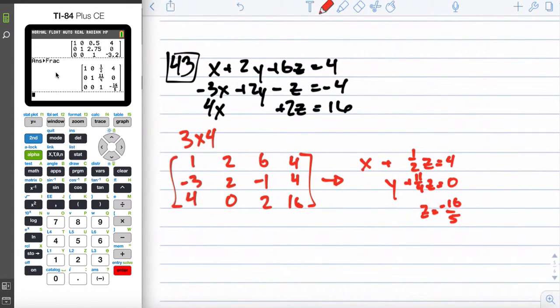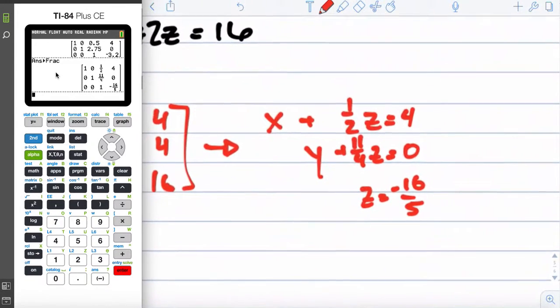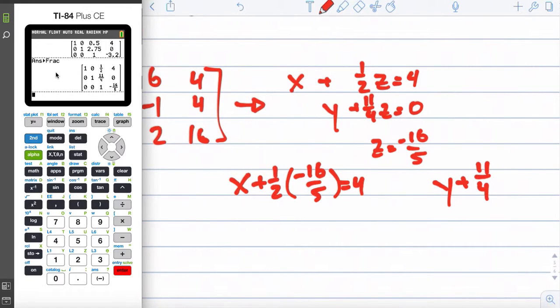Okay, so if I've done everything right, that's z. And then back substitution for both of these, x plus 1/2 times negative 16/5 is equal to 4. y plus 11/4 times negative 16/5 is equal to 0.